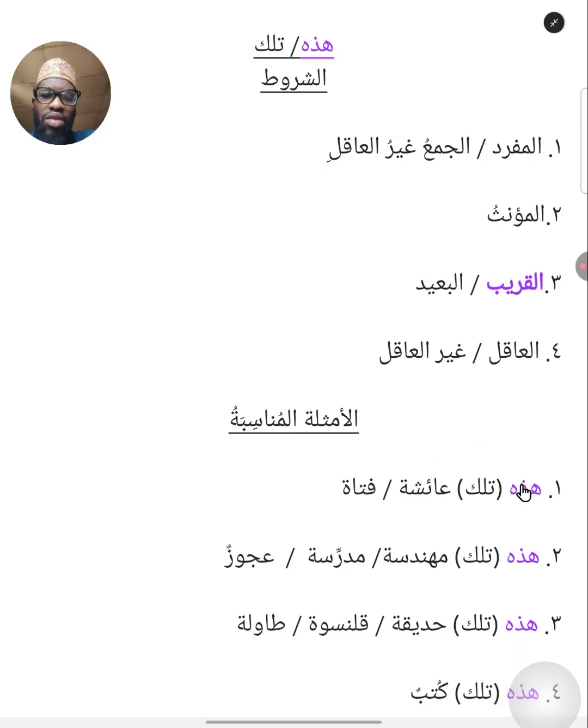So let's compare between the conditions and confirm whether this Aisha meets them. Here Aisha is mufrad, and at the same time it is muannas, feminine. Al-qarib, that is why you use Hazihi, so it is highlighted with purple. So Hazihi Aishatu, and if you like, you can still say Tilka Aishatu. This is Aisha and that is Aisha. Aisha at the same time is Aqil.